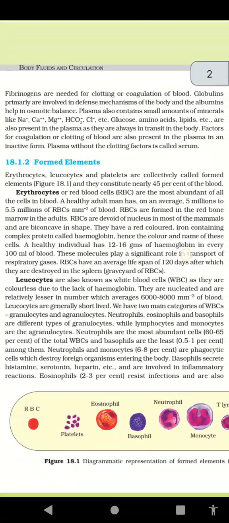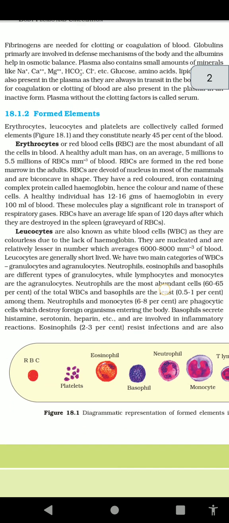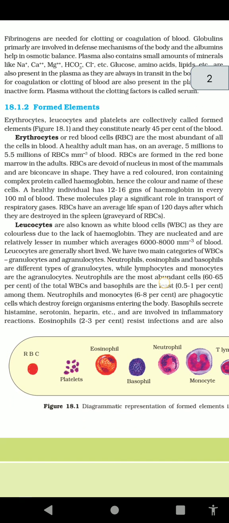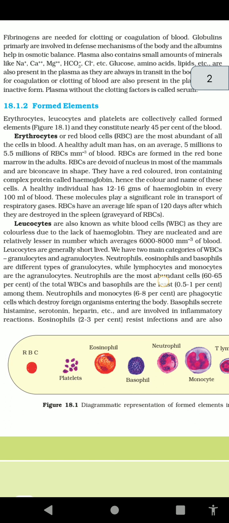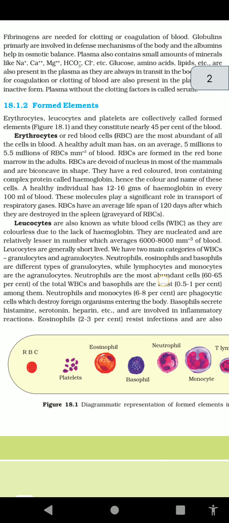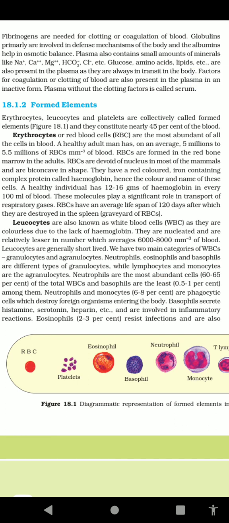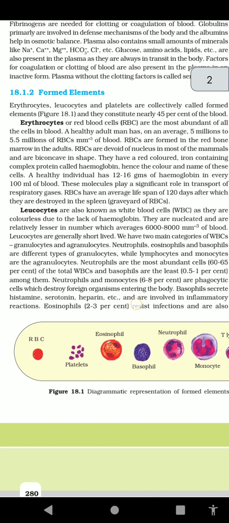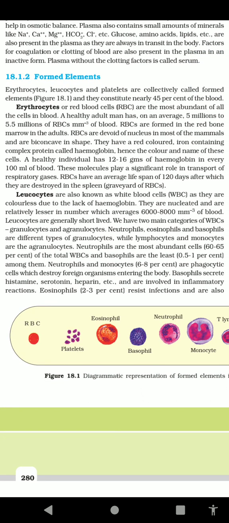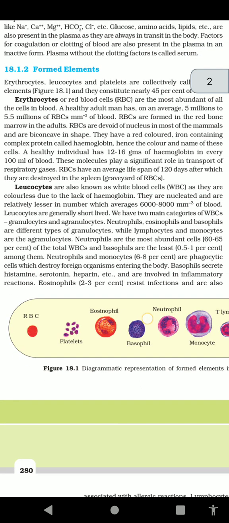Fibrinogens are needed for clotting or coagulation of the blood. Globulins are primarily involved in the defense mechanism of the body, and the albumins help in the osmotic balance. Plasma also contains small amounts of minerals like sodium, calcium, magnesium, HCO3, chlorine, etc. Glucose, amino acids, lipids, etc. are also present in the plasma as they are always in transit in the body.